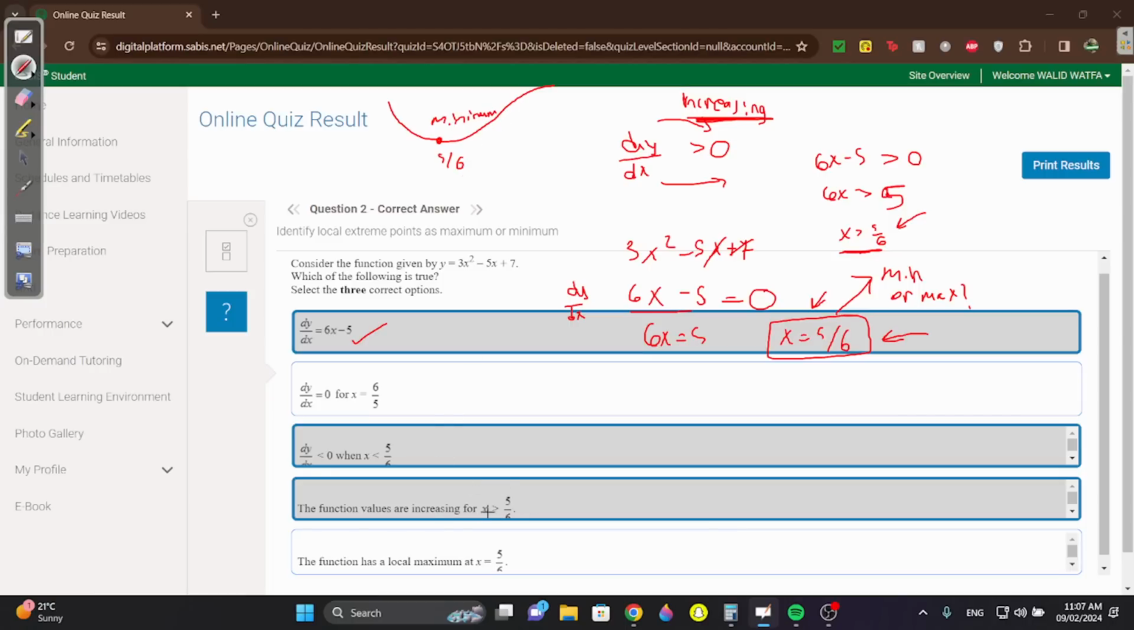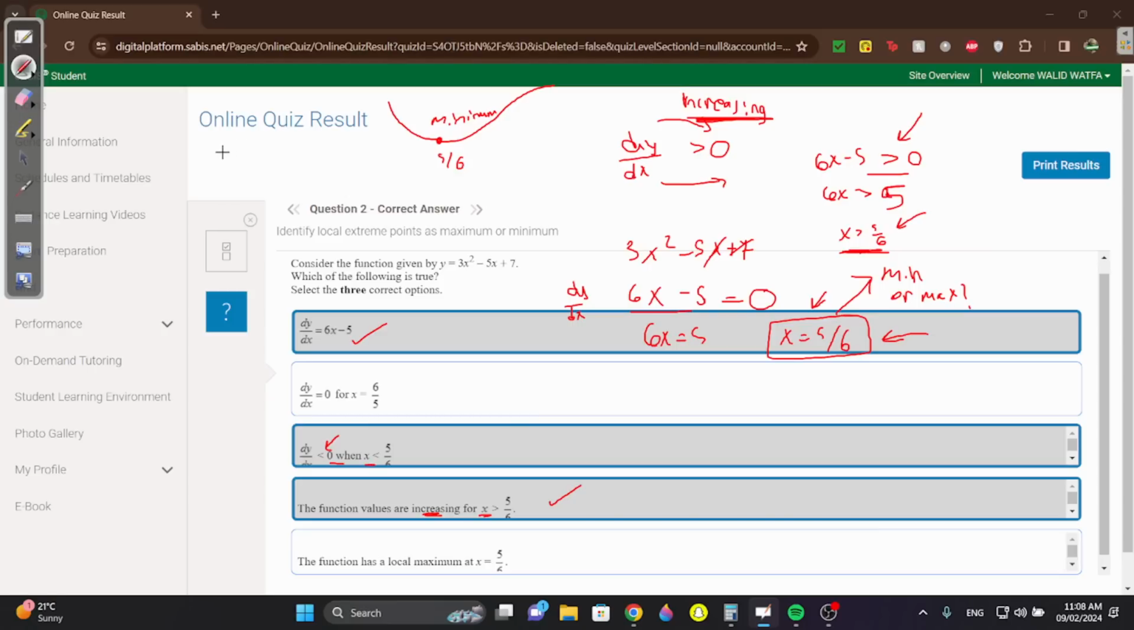So obviously, it's going to be increasing after it crosses 5 over 6. Like we said here, it's greater than 0. That means x is greater than 5 over 6. It's increasing when it's greater than 5 over 6. And then they're saying dy over dx is decreasing when it's less than 5 over 6.